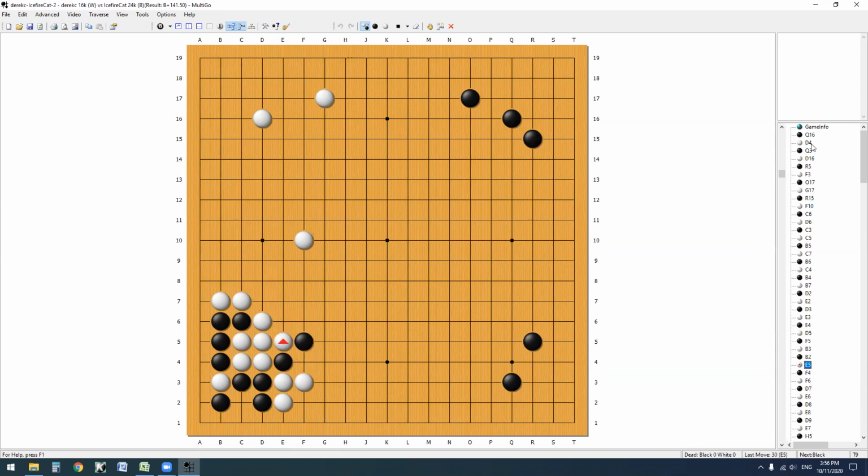Okay. This is where your problem is. This Atari doesn't help you at all. You should just connect this cutting point. So if you connect here, the only weak group you have is this one group. Then it's very easy to get settled. If he jumps, you just do a two-space extension. But if you don't connect, you have too many groups that you need to take care of.